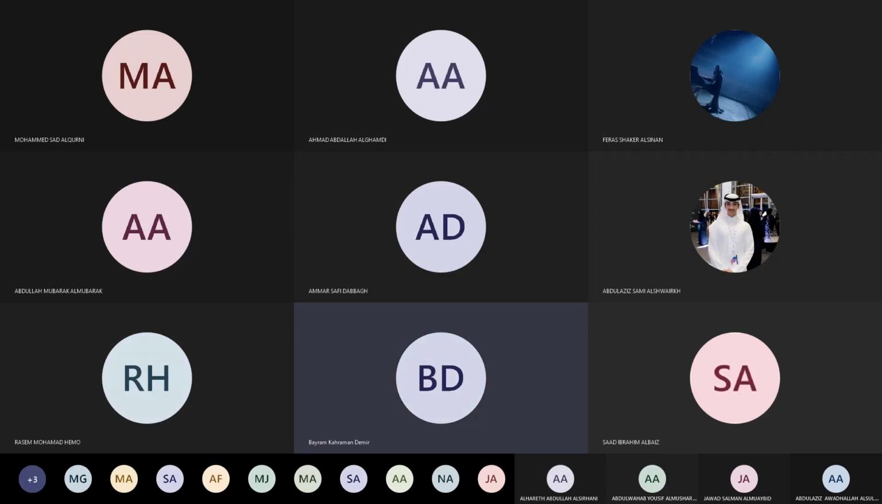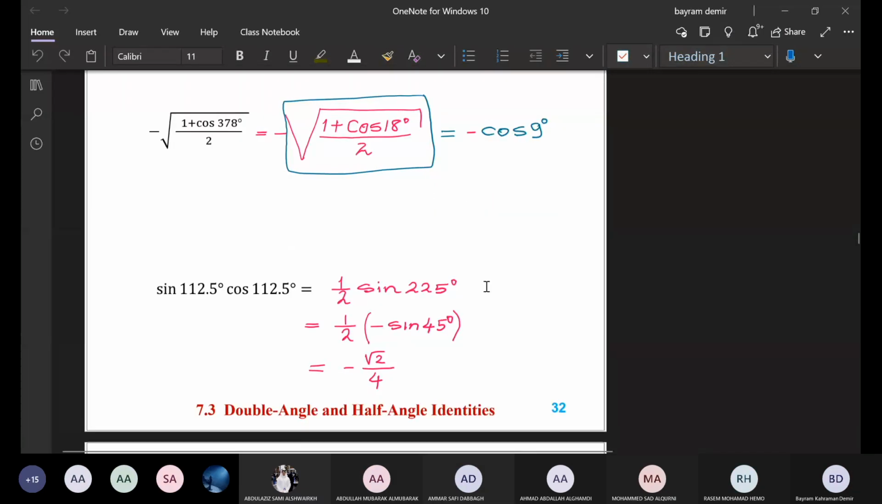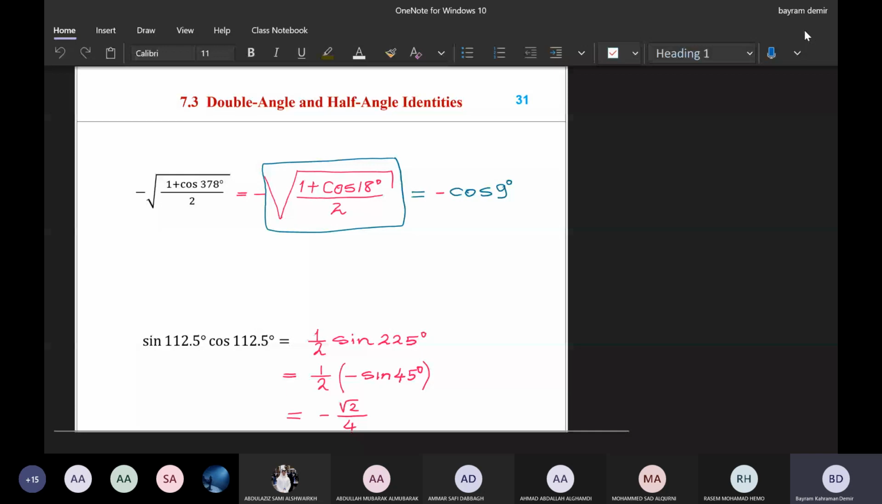Okay, where did we stop last time? All right. Okay, here is the page we stopped the last time, Shabab.